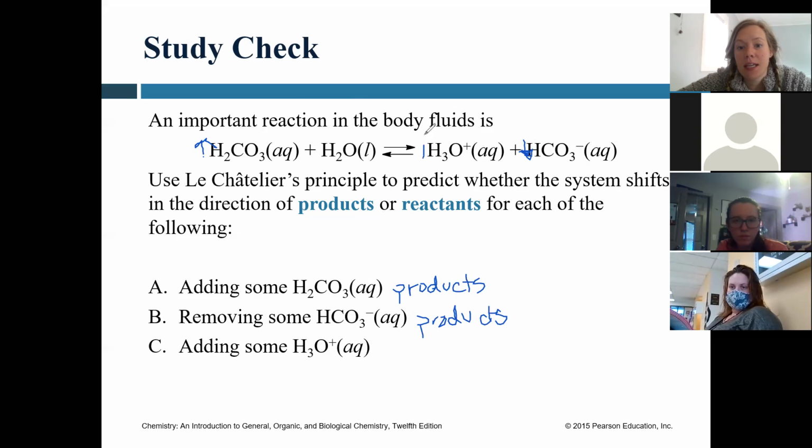Adding H3O plus. So here I'm going to increase. Think of that water level lifting up. We're going to rush down towards the reactant side. Or these will promote forward, and this will promote a reverse rate of reaction.